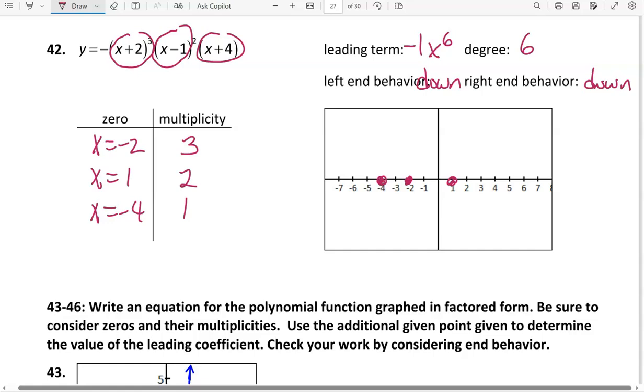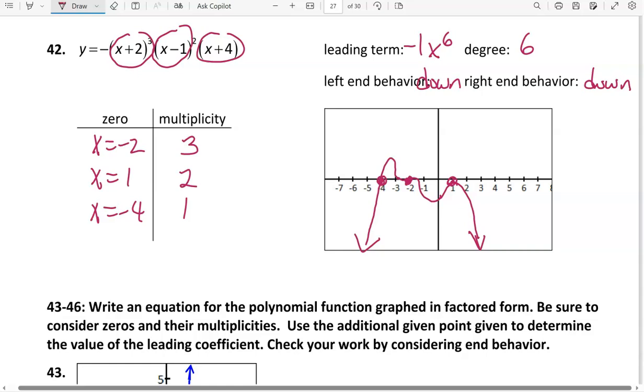And our right end behavior is down. And as we pass through x equals 1, the graph is going to bounce off of the x-axis. And so now we're heading back up to the next 0 at x equals negative 2. At x equals negative 2, the graph is going to pass through, but it's going to flatten out. And then it's going to pass through x equals negative 4 and basically pass straight through.